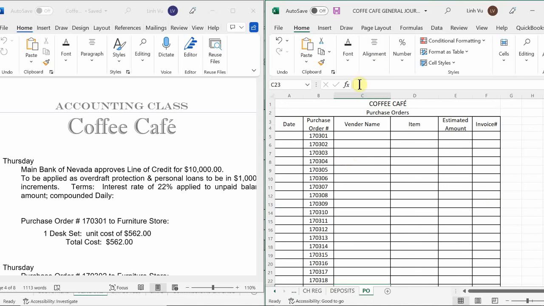Okay, so here's my purchase order slip. Right here, purchase order 170301. So when was the day that I purchased it? I purchased it on June 6th. Who is the vendor that I sent the purchase order to? Furniture store. And what did I order? I ordered a desk. How much was it quoted to me for?